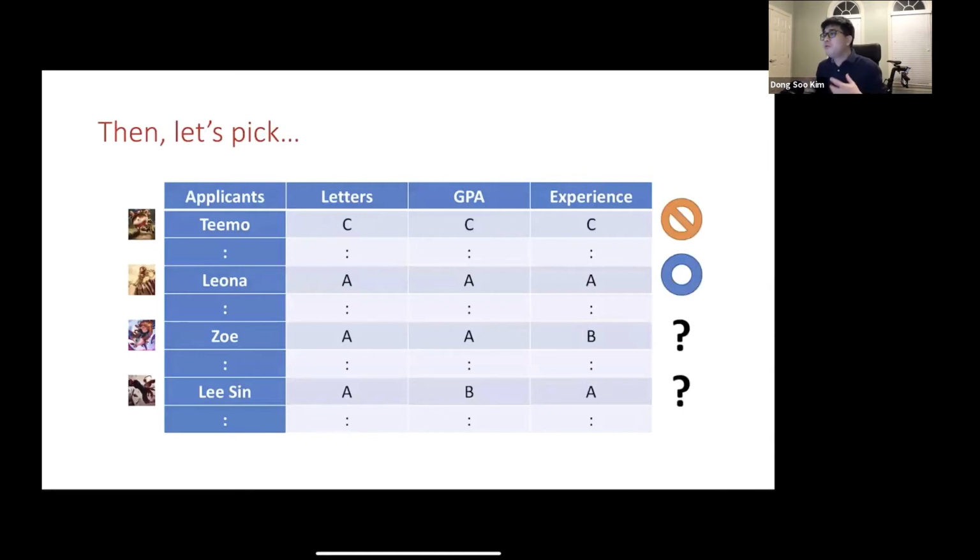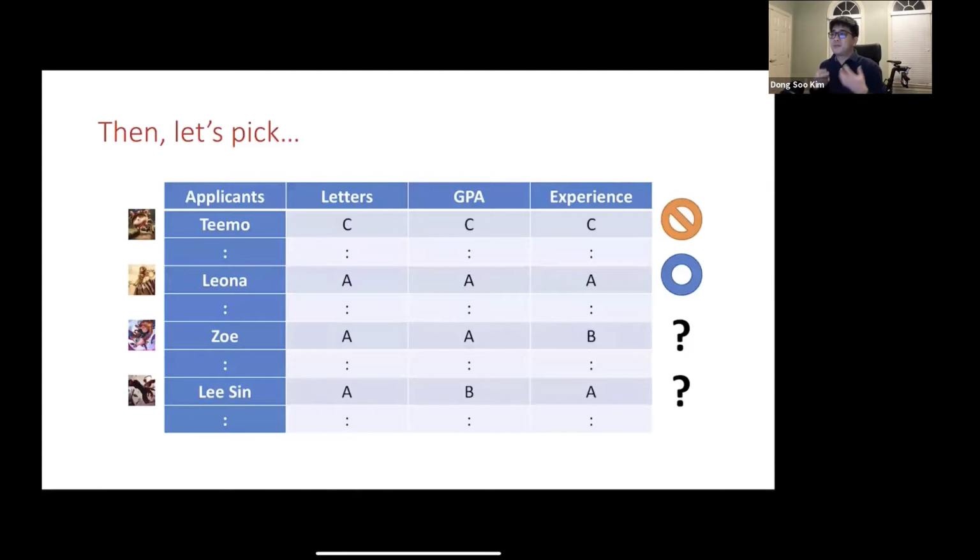So, you almost finalized the list of interviewees. Ms. Leona is definitely included in the list, but Mr. Timo is not. Now, you need to pick one more guy between Ms. Joy and Mr. Li Xin.